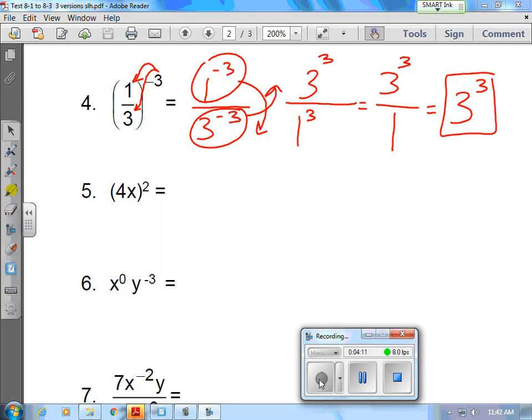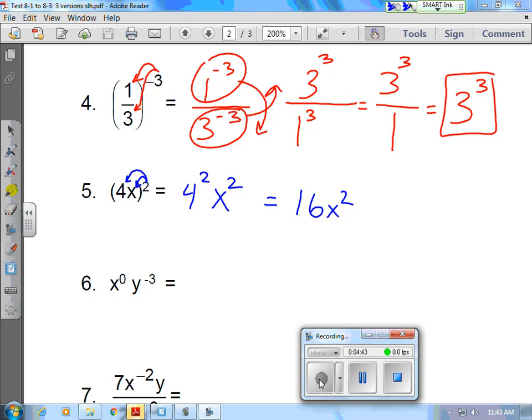Number 5, we have 4x inside parentheses with a squared outside. That means that 2 gets applied and distributed to both of the factors inside. So it becomes 4 squared x squared. 4 squared is 16, x squared. We can do 4 times 4 without a calculator.